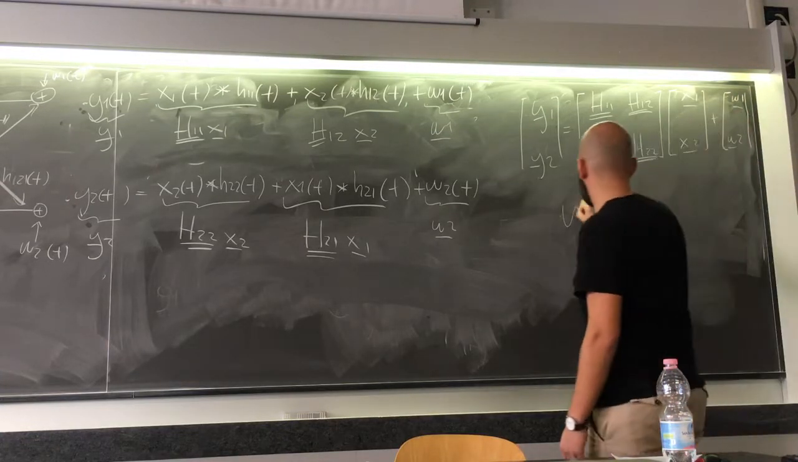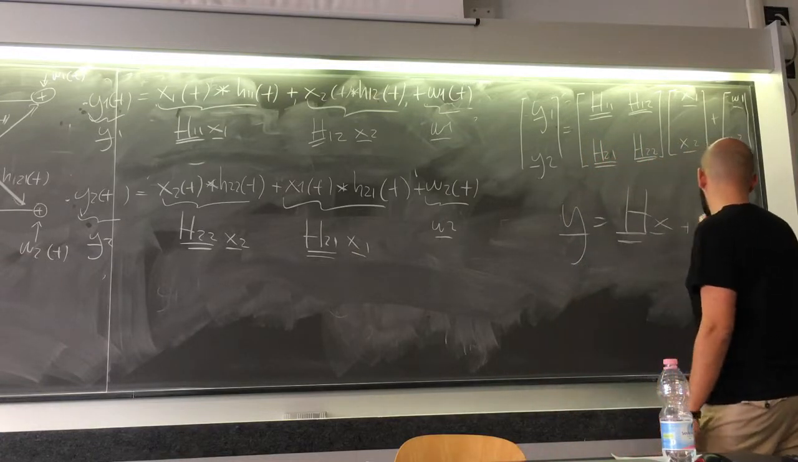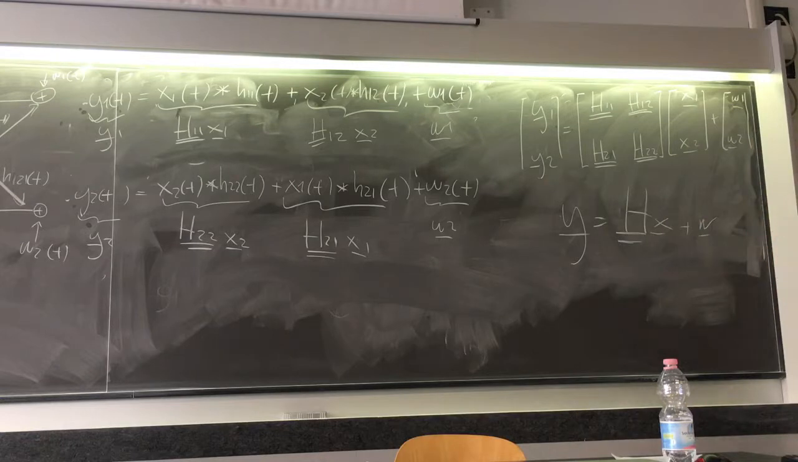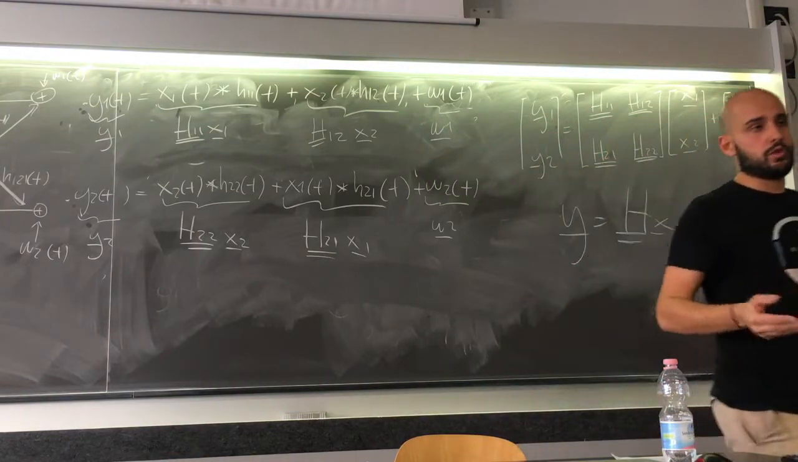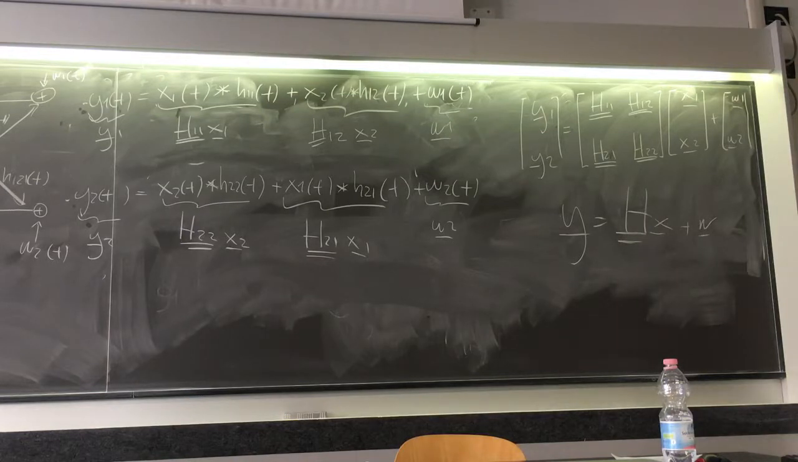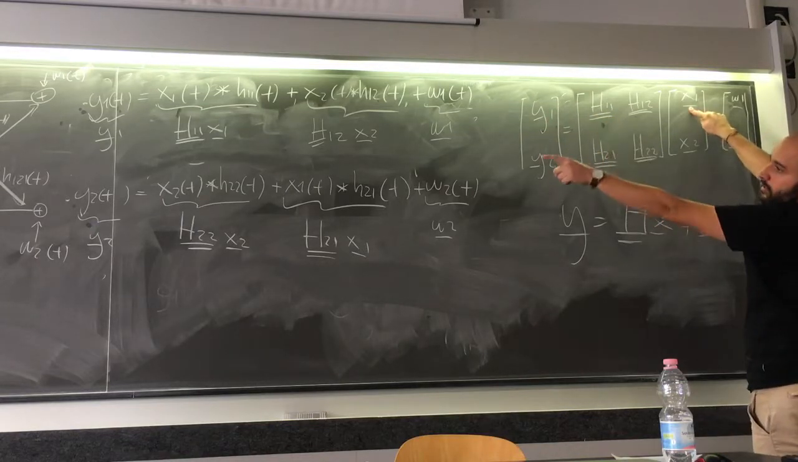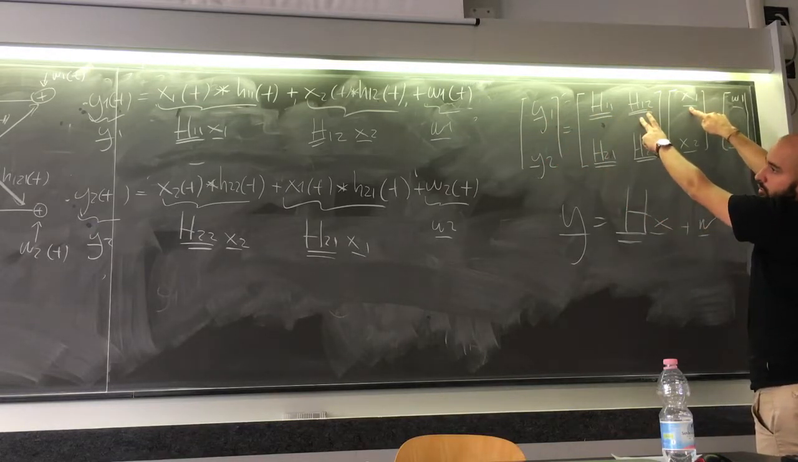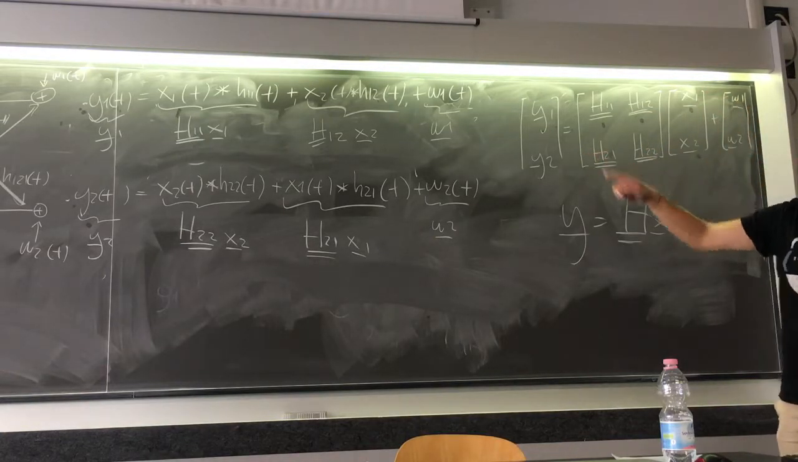And again, I mean, it's basically the same. You know how to pass from a convolution in this form to a convolution in matrix notation. So you just build this model again. This is exactly the same, okay? Y1 is H11 by X1, plus H12 by X2, plus noise, right? And the same for the second signal.